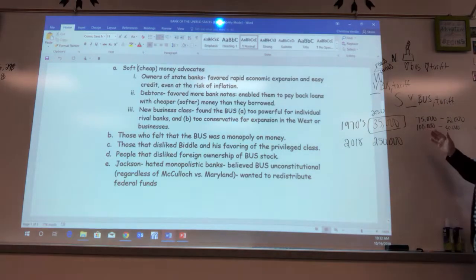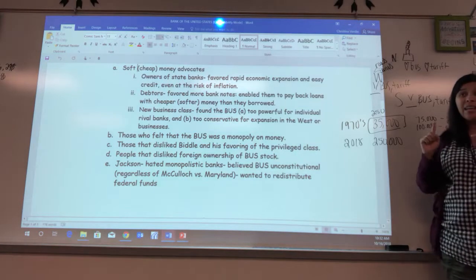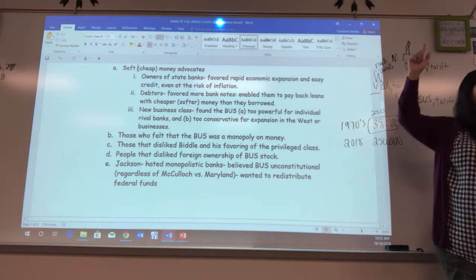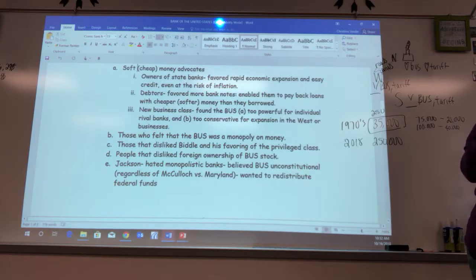So do my parents, I want us to look at this. Do they like it when inflation happens? Yes. Because what happens to their pay? It goes up, but their debt stays what? Down. So debtors, you will like this when you go to college and you buy your first home.